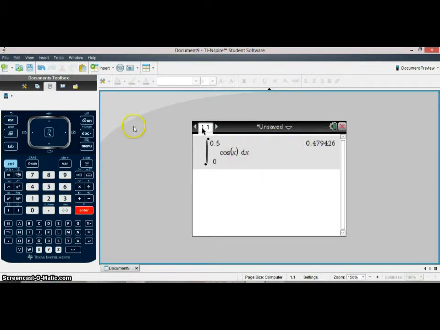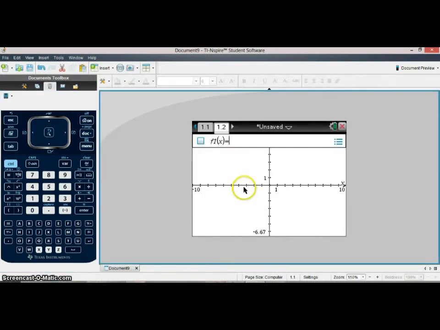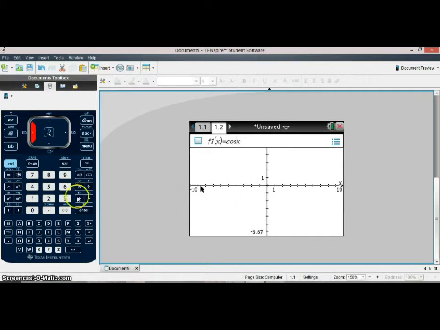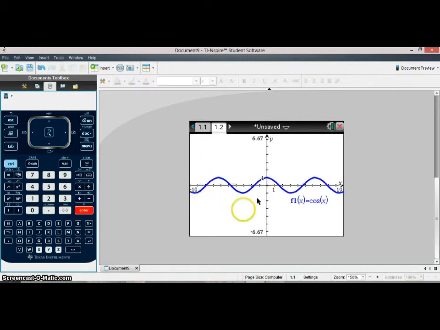But you can also do this another way, a graphical kind of way. You can go to your graphing part. You can enter cosine x. Make sure you got the parentheses or else it won't read it as a function. There you go. Hit enter. And you got this beautiful, nice colored graph.